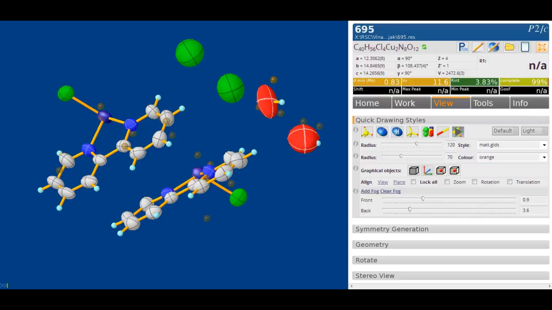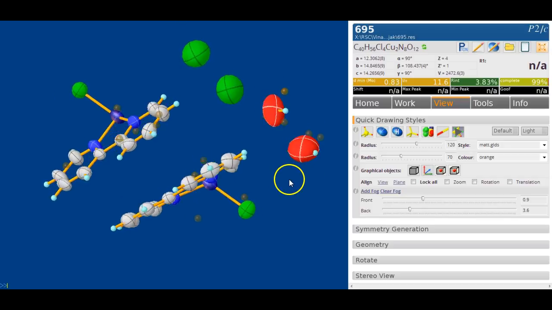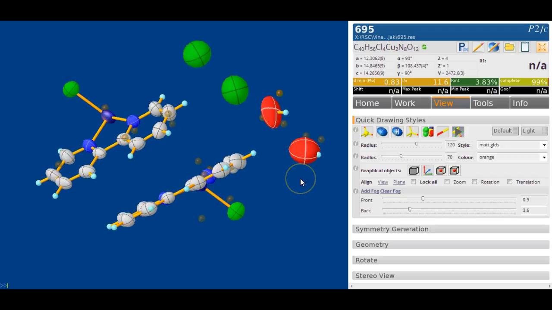Hello, let's have a look at the structure. I've been asked to have a look at the solvent sphere and see what's going on. So there is some issue with this order, and that's what I see when I open this in OLEX2.